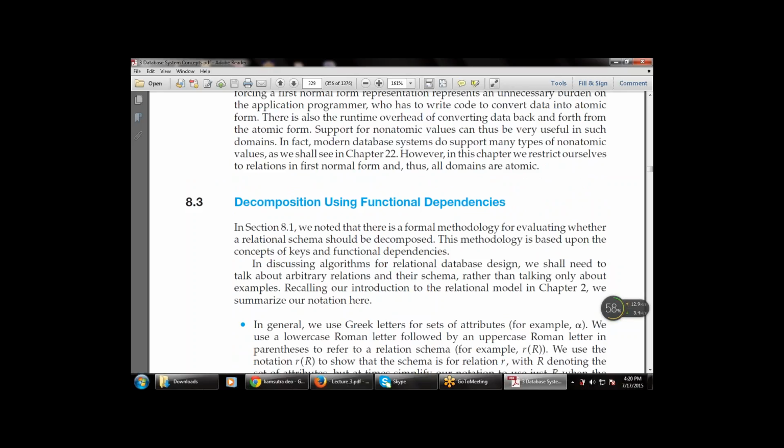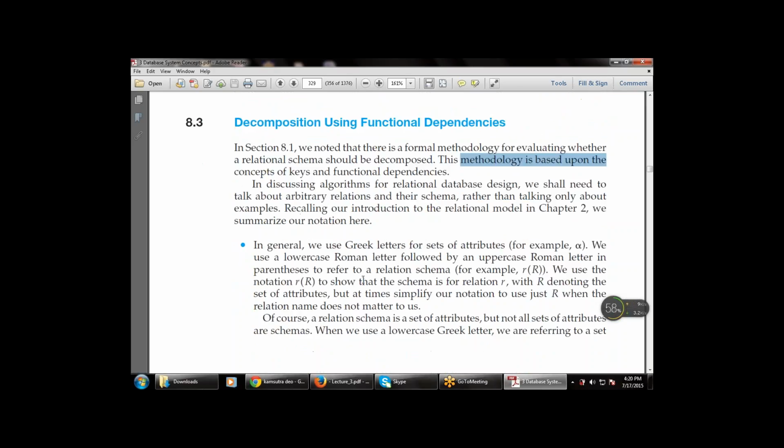Then we have discussed how to decompose using functional dependencies, that is, what the various functional dependencies are, and how to break the main table, or the employee table, into multiple parts using the functional dependencies, that is, how one table is related to or depends on another table. This methodology depends on the keys and the functional dependencies.